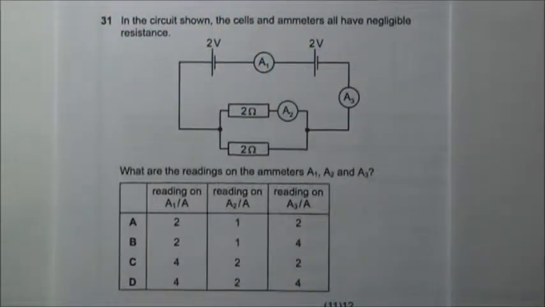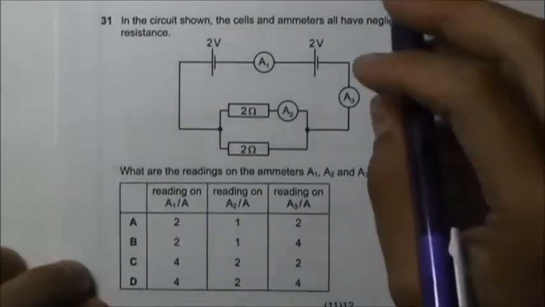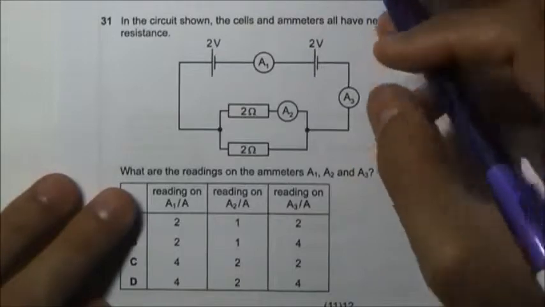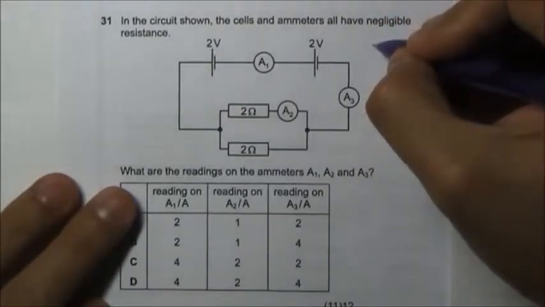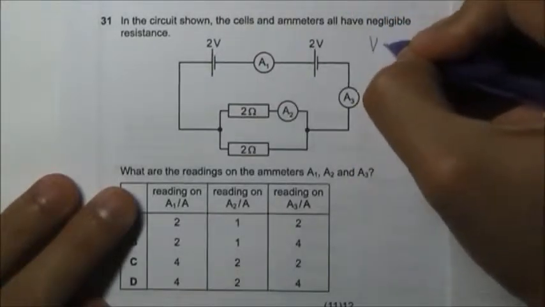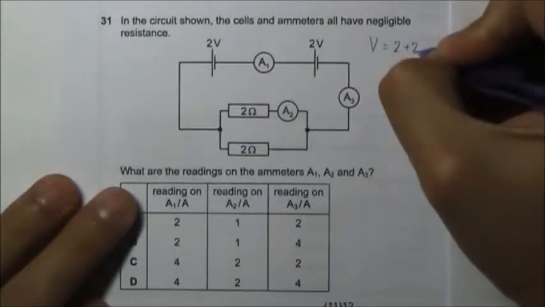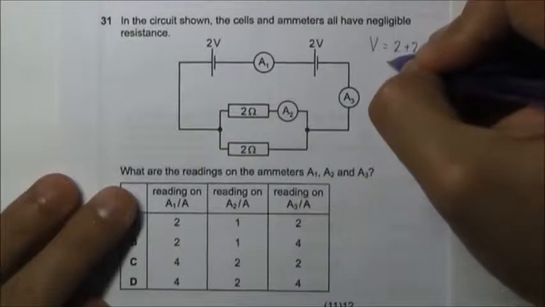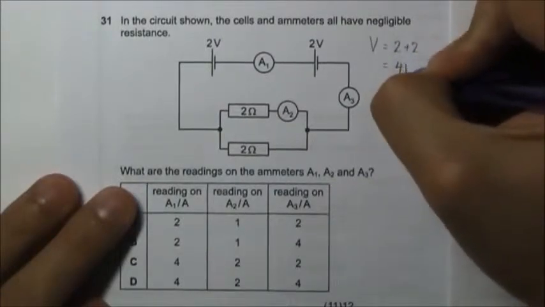Okay, to solve this question, we need to find out what is the current that is flowing out from the cell. Before that, we need to find the total voltage, which is 2 plus 2, because these two cells are connected in series, so it becomes 4 volts.